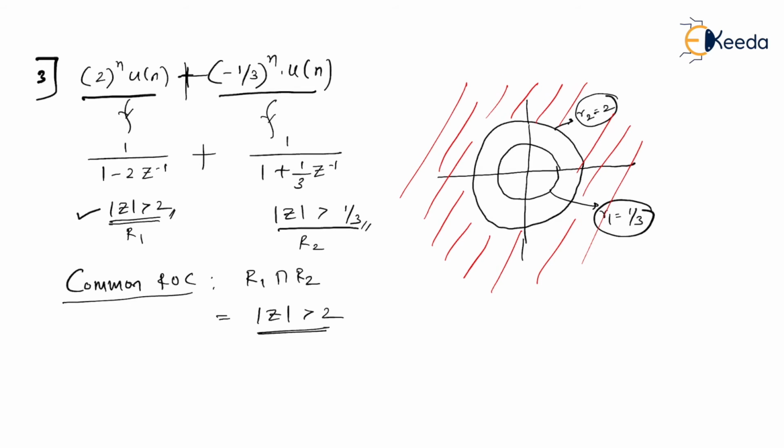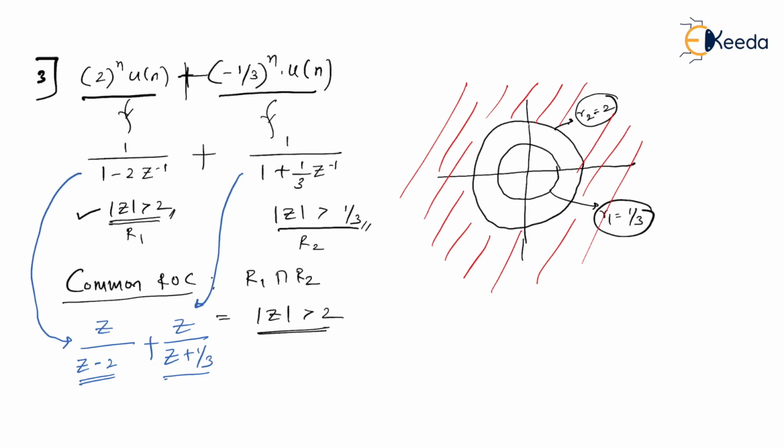And where are the poles? By modifying this expression a little bit, I'll get z upon z minus 2. And by modifying this, I'll get z upon z plus 1 by 3. As you can see, one pole is present at positive 2, the other pole is present at minus 1 by 3. Minus 1 by 3 is a negative real and positive 2 is a positive real. Accordingly, I have plotted the poles also.